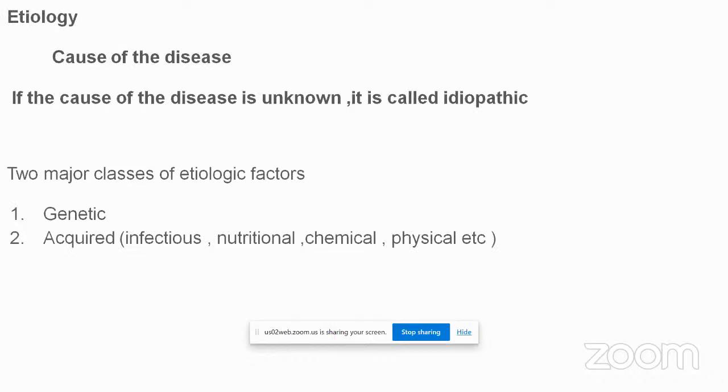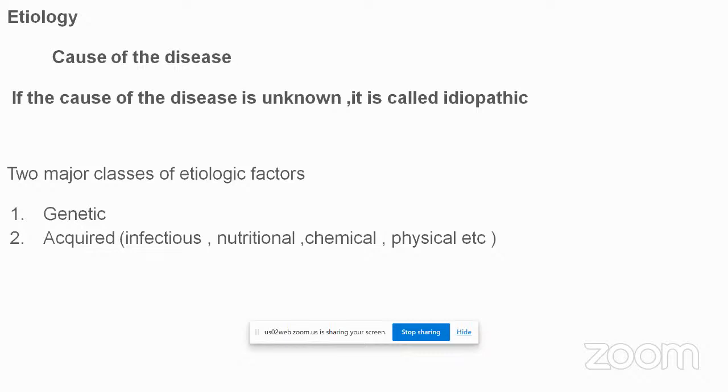If a disease is there, there must be a cause. If the cause of the disease is unknown, it is known as idiopathic. For the most part, we will know the cause of a disease, but in some conditions the cause is unknown. This condition is known as an idiopathic condition.